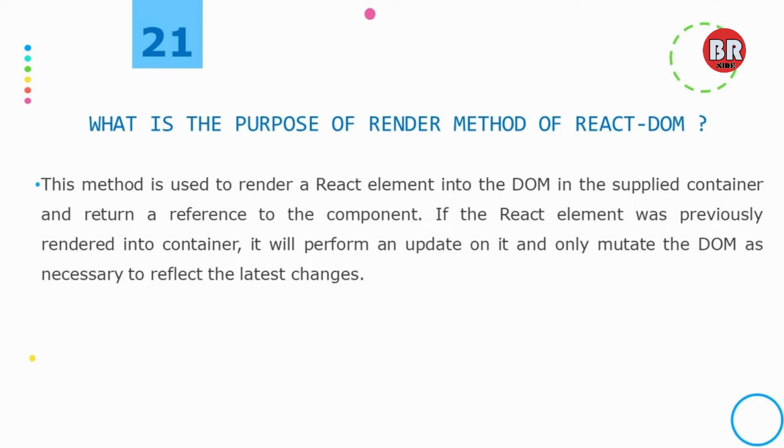What is the purpose of the render method of react-dom? This method is used to render a React element into the DOM in the supplied container and return a reference to the component. If the React element was previously rendered into the container, it will perform an update on it and only mutate the DOM as necessary to reflect the latest changes.